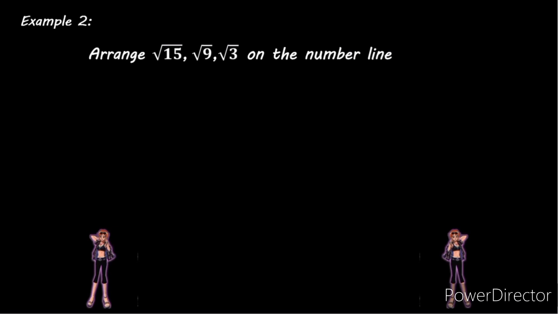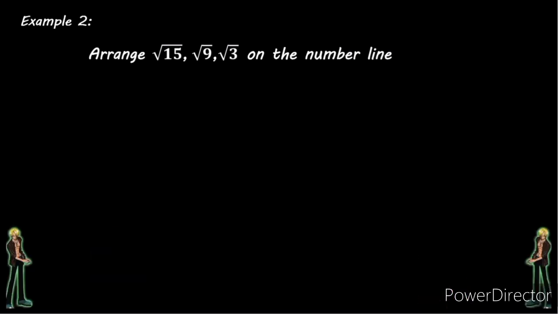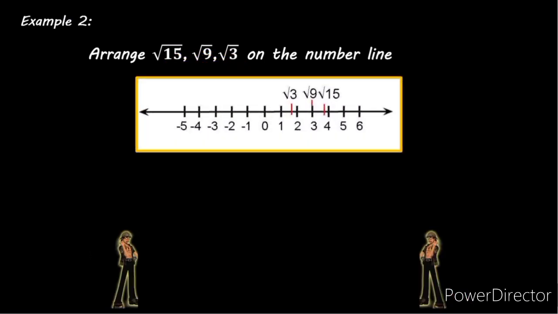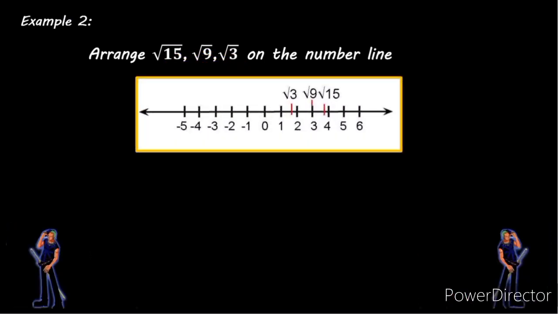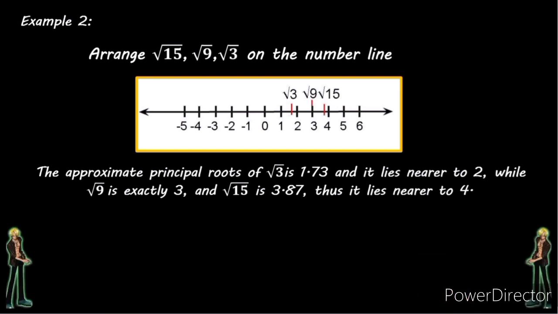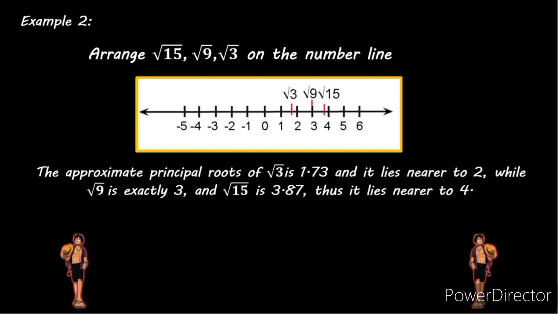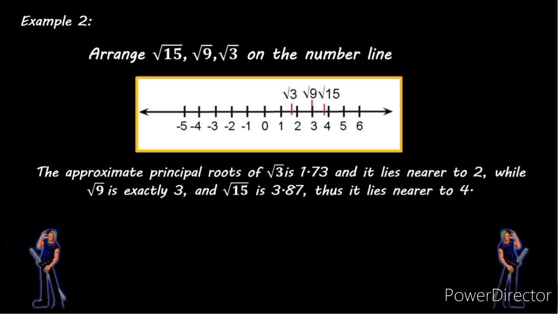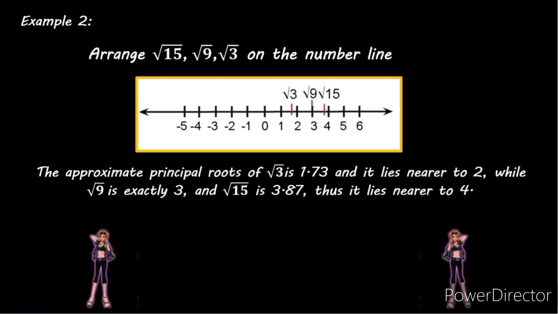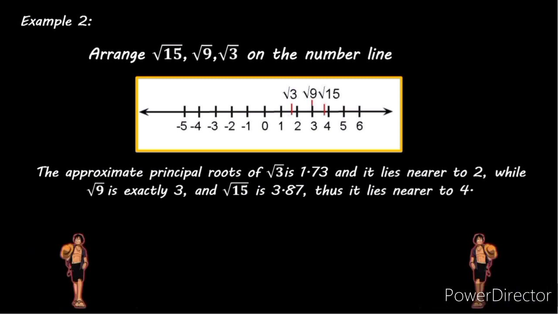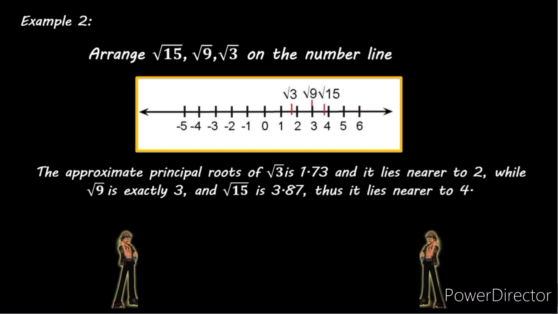Let's have example number 2. Arrange square root of 15, square root of 9, and square root of 3 on the number line. Now, let's use this number line. The approximate principal root of square root of 3 is 1.73, and it lies nearer to 2, while square root of 9 is exactly at 3, and square root of 15 is 3.87, thus it lies nearer to 4.